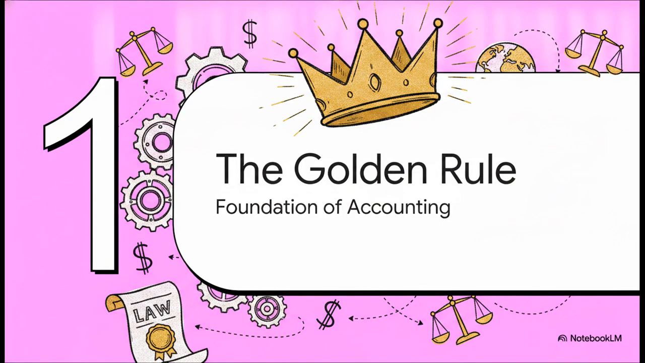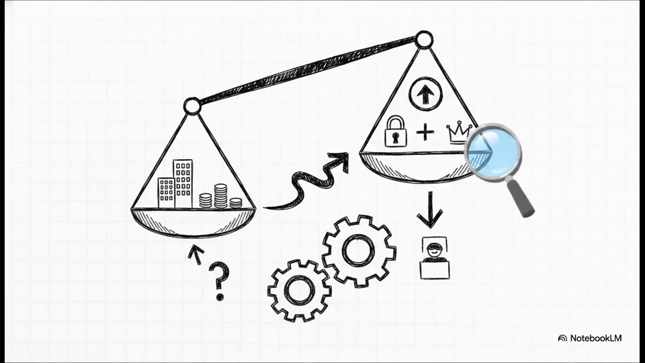Let's dive right into Section 1, the golden rule, the absolute foundation of accounting. Before we read a single line item, we really need to understand the most critical, unbreakable law that governs every financial statement in the world. And it's this. Assets must always equal liabilities plus equity. Always. There's literally no exception to this. It brilliantly illustrates the whole foundation of accounting.